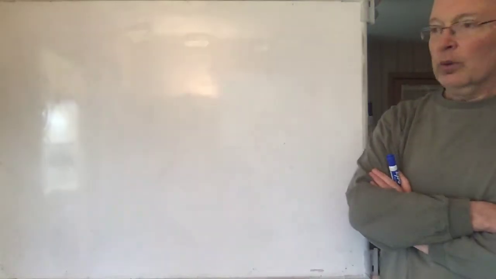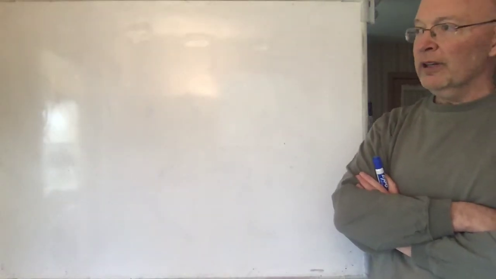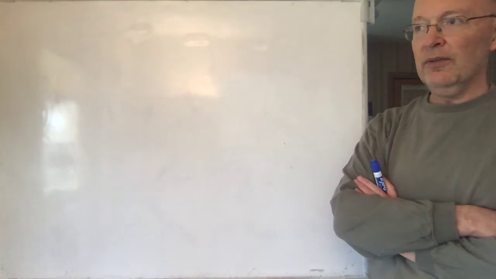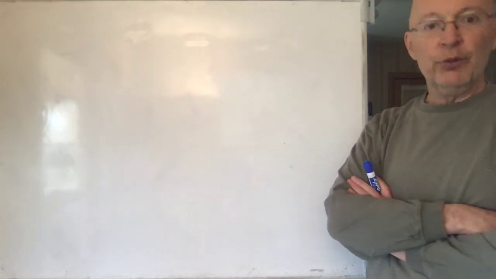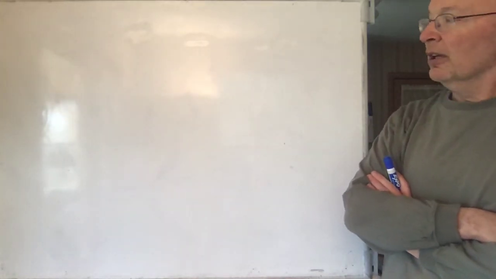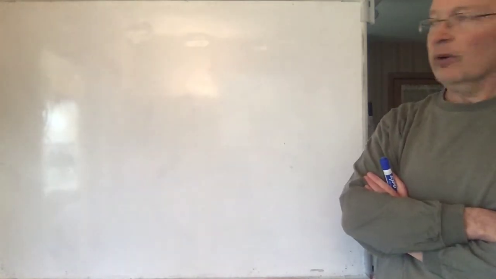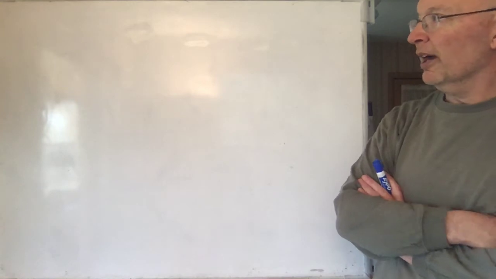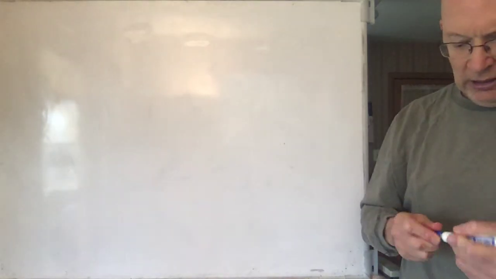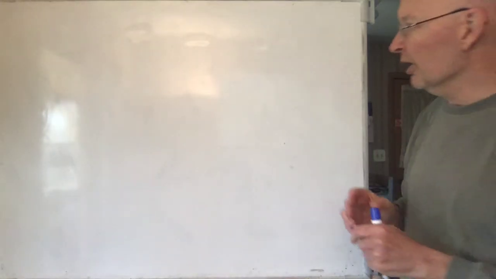Okay, recall that the derivative of a function at a point gives us the slope of the graph of that function at that point. Once we have the slope, we can find the equation of the tangent line if we want and work with that. So today we're going to work with this idea just a little bit more.